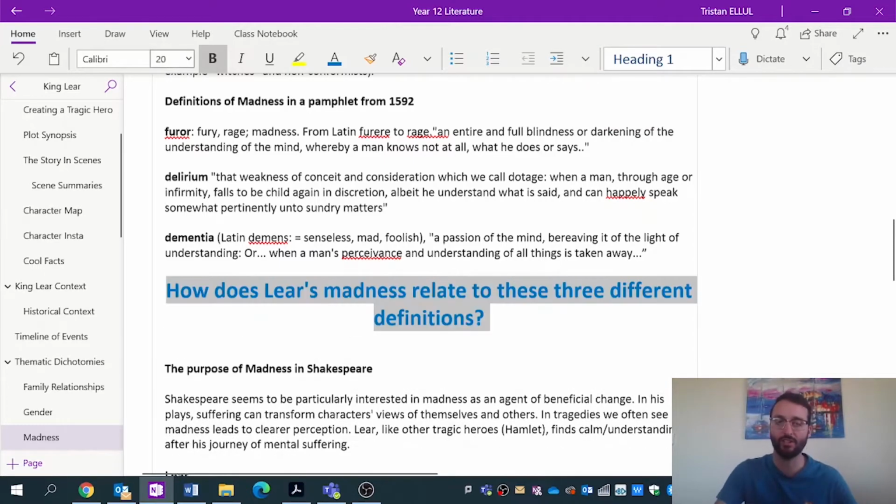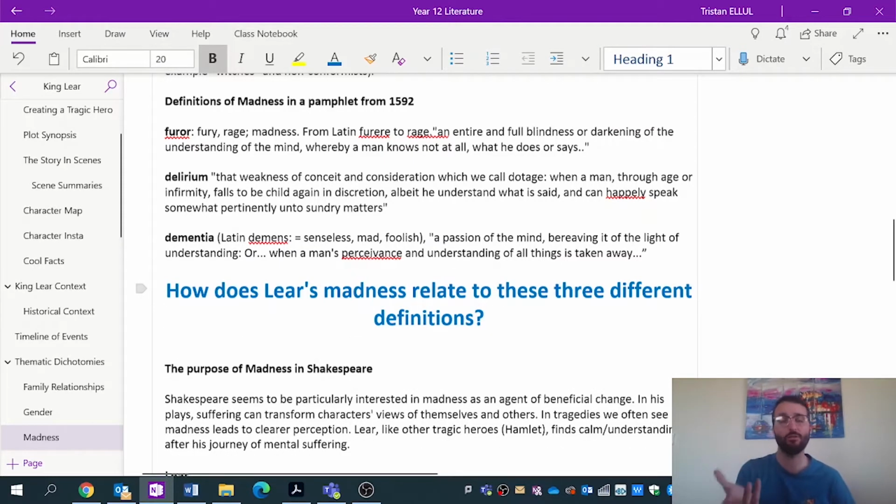We have three definitions here, and I think you can see elements of Lear in all of them. But what moments in the play do you think really line up with those definitions? So pause the video here and have a go at answering that question. How does Lear's madness relate to these three different definitions?